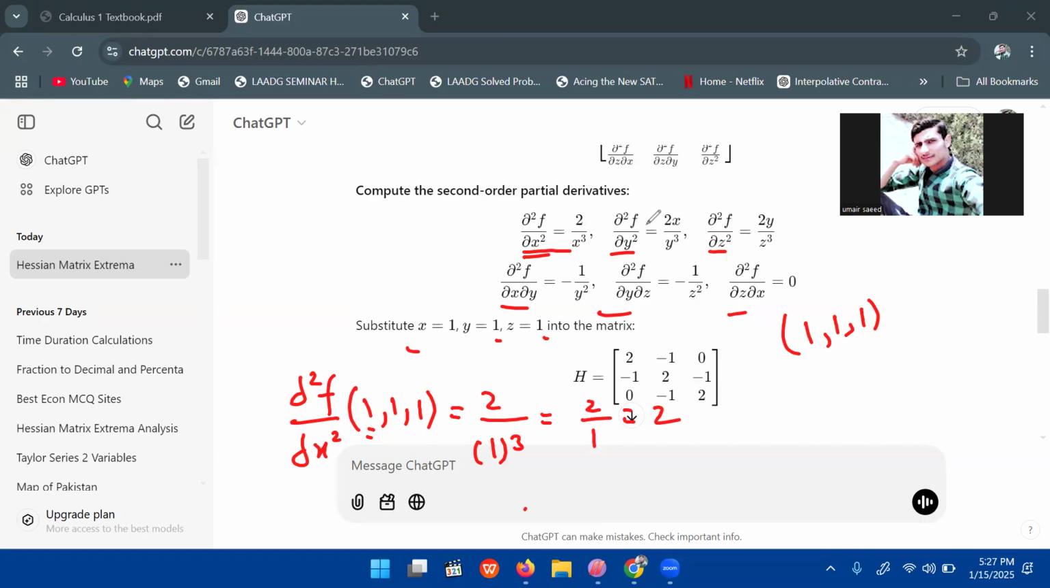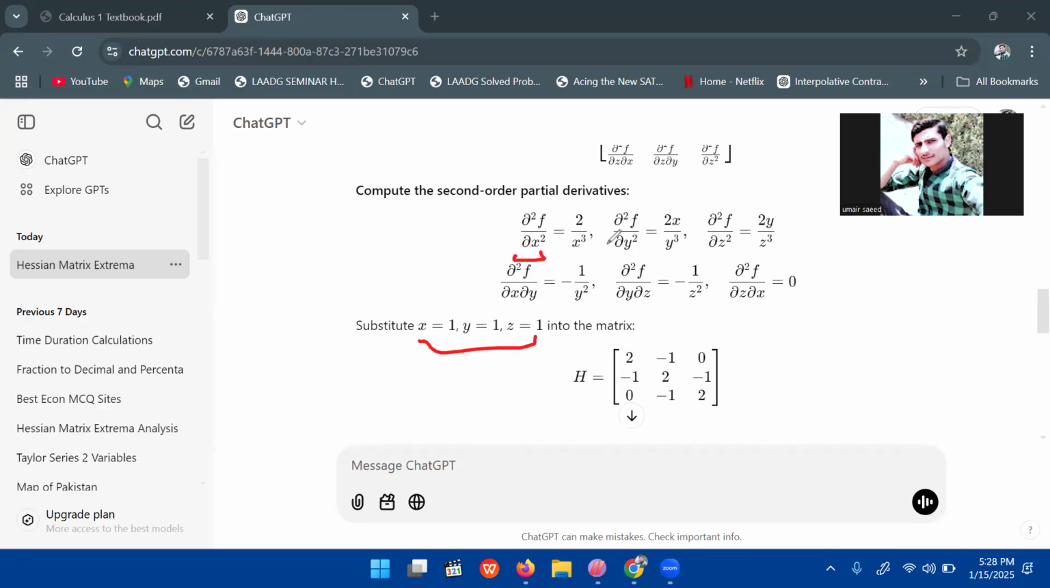In a similar way, you have to find fyy, partial square f by partial y square at the point 1, 1, 1. It will be equal to 2 into the value of x, which is 1, divided by the value of y cubed, y is 1, so 1 raised to power 3, it will give you 2. And in a similar way, you have to find the values of this derivative at this point, and this derivative at this point, and this derivative at this point, and this derivative at this point.